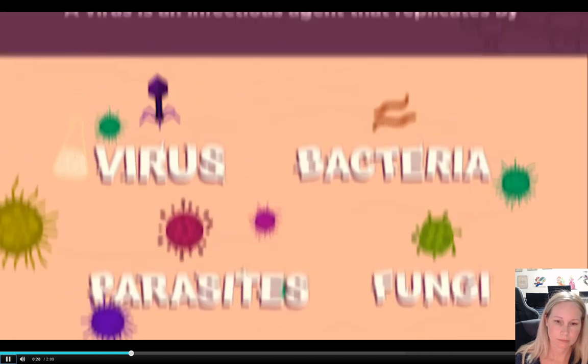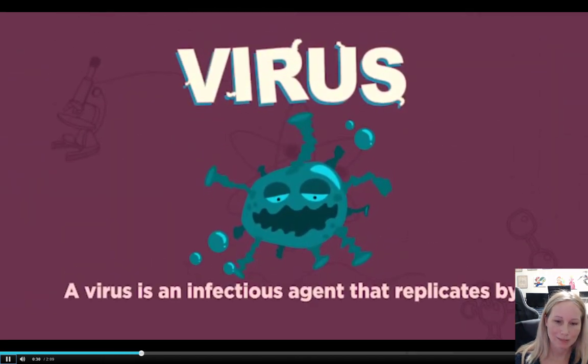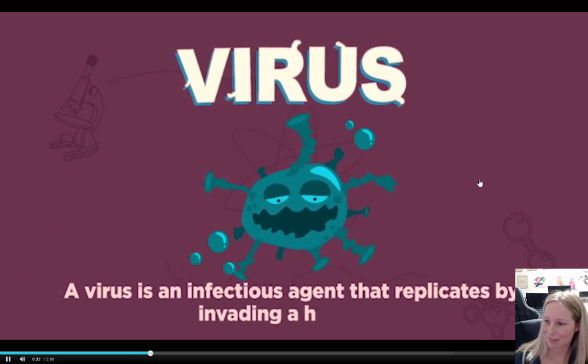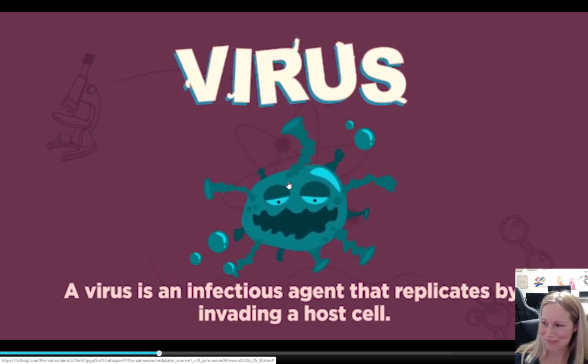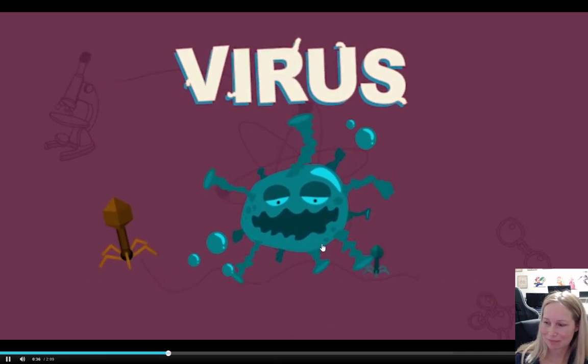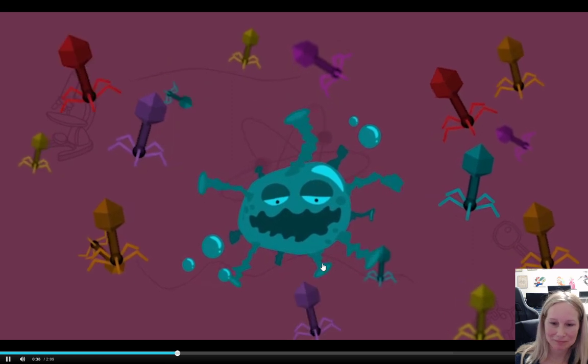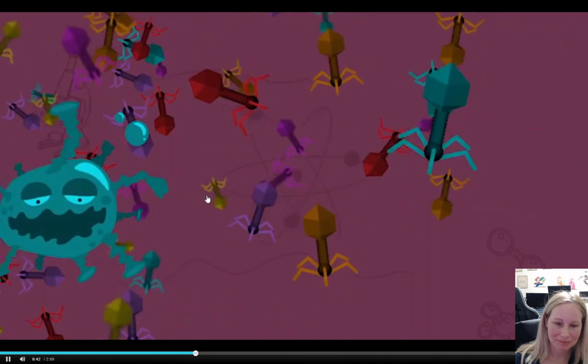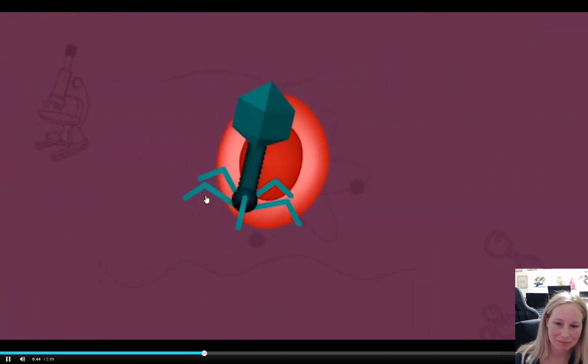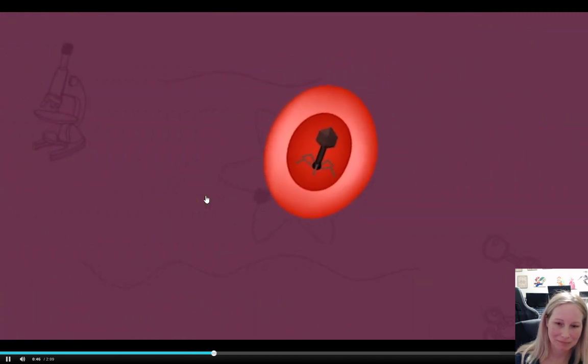First up is the virus. A virus is an infectious agent that replicates by invading a host cell. Once infected, the host cell will replicate thousands of the original virus over and over again. Viral diseases are sometimes hard to treat because they hide inside your cells and are resistant to medicine.